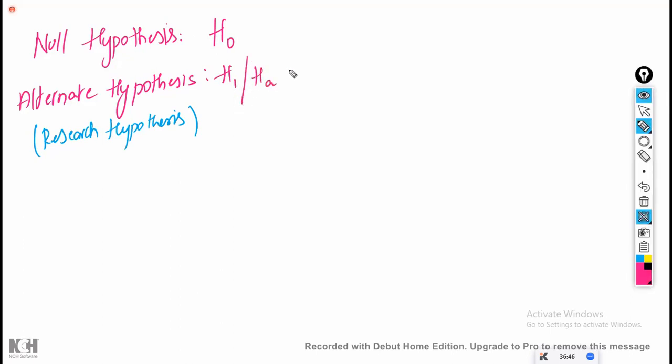Either is okay. In some textbooks H1 is used, in some books HA is used. Generally, we will go with H1. Both are okay. Now they are denoted. Now, let us understand what the actual meaning is.